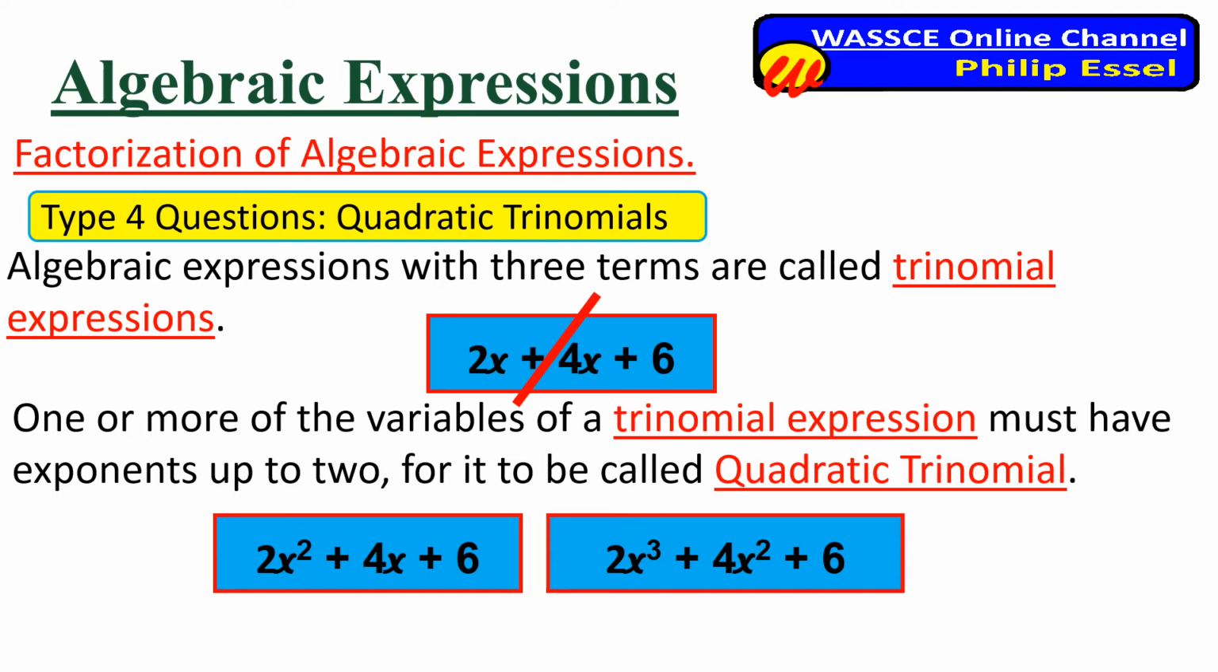Now, because the maximum exponent in this expression is 3, it cannot be considered as a quadratic trinomial. Remember, for an expression to be quadratic, the maximum exponent of the variable should be 2, and only 2. At this point, we know what quadratic trinomials are. So let's look at how we can factorize them.